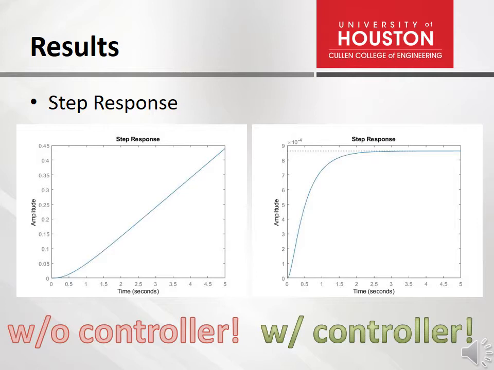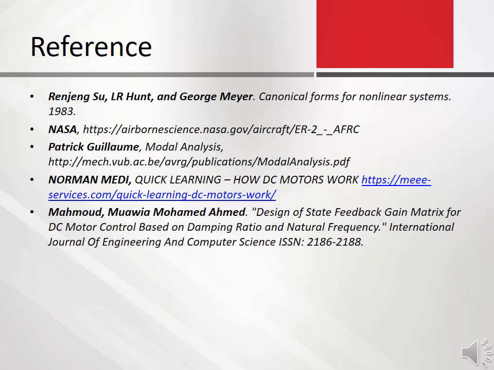The left plot shows that the motor position grows unbounded, in particular that there is no steady state error. The open loop response of the system is not even stable. And the right figure shows the step response of the system with the desired controller, and the feedback makes the system stable. And here are the references.